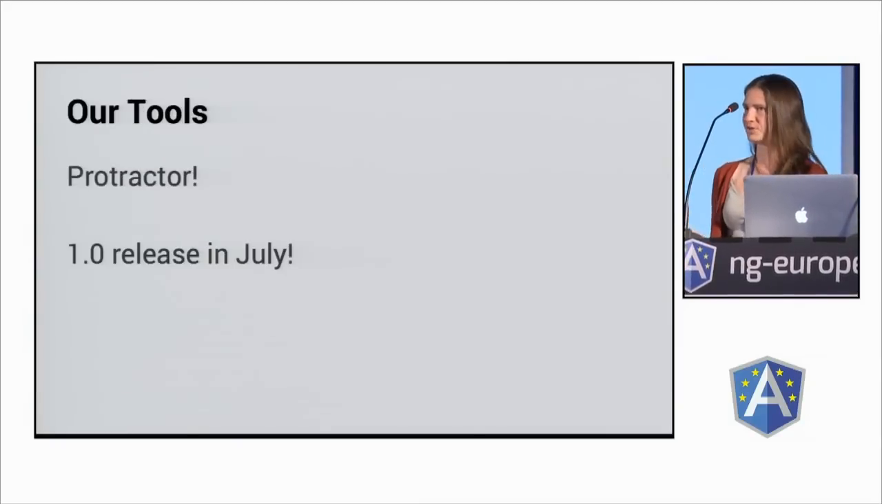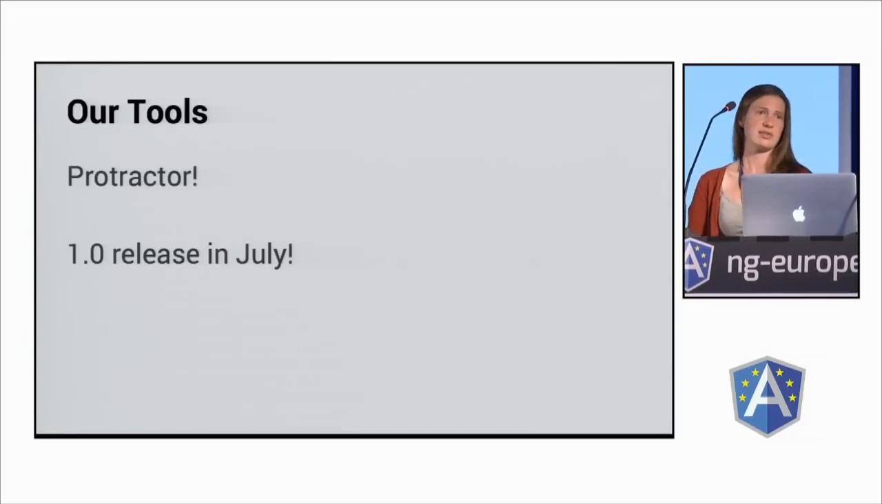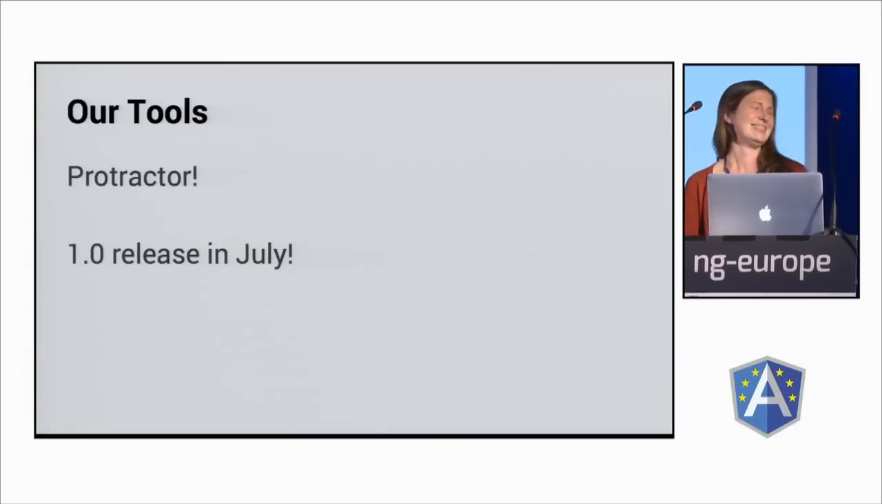So as I mentioned, Protractor is our tool for end-to-end testing. And we had our official 1.0 release just in July, which means that we think the API is pretty stable and ready to use. And we've been working on it since then. Julie.